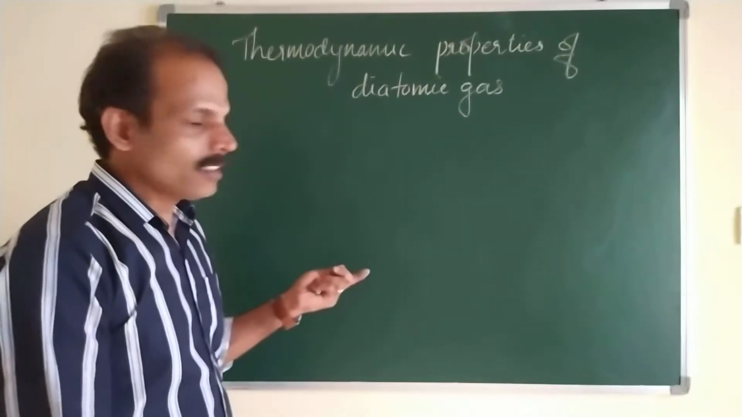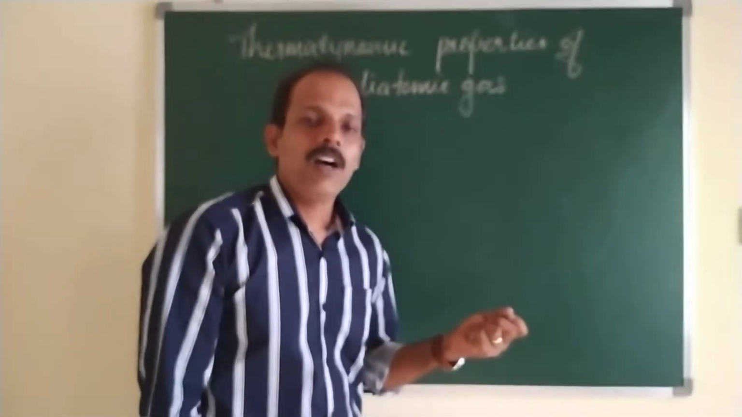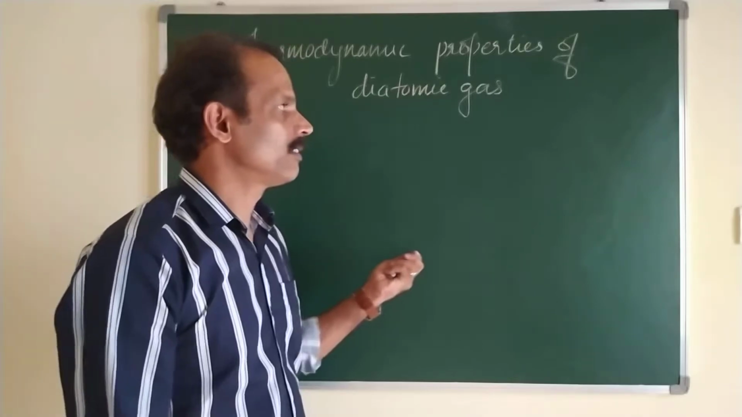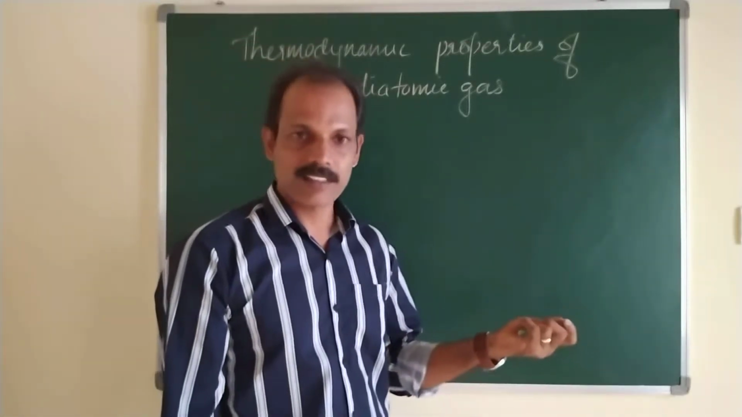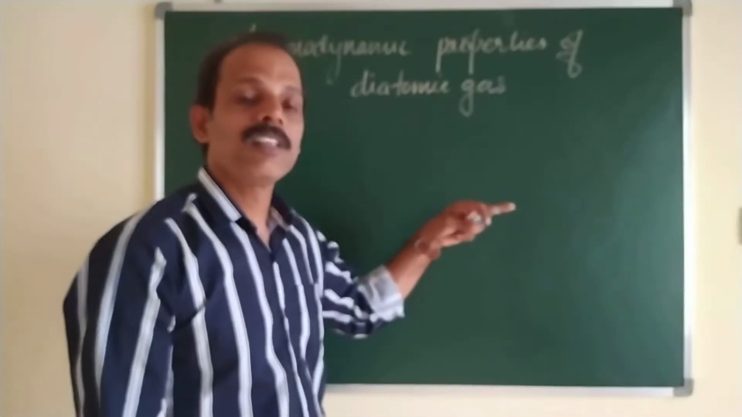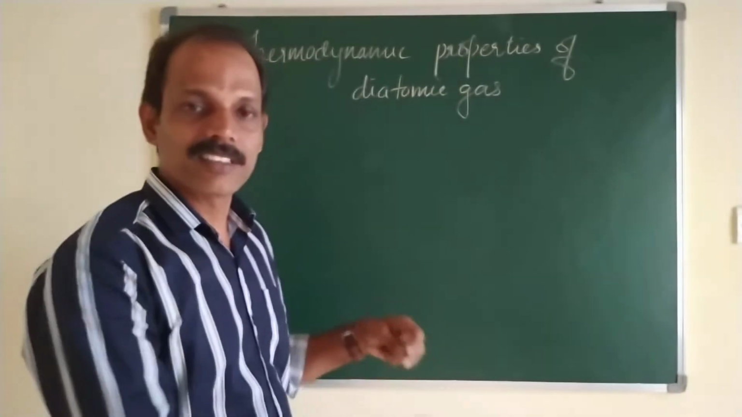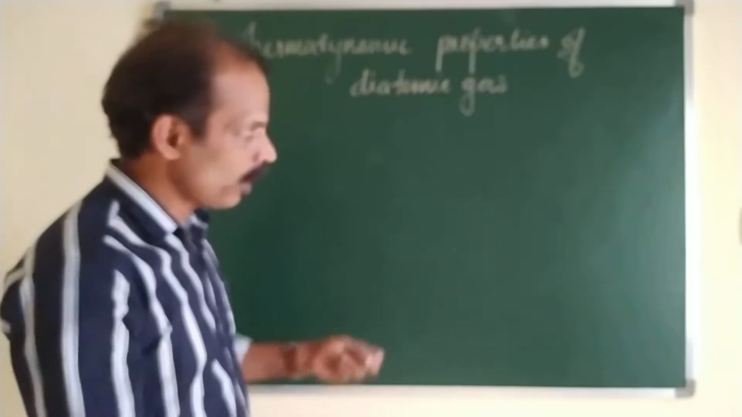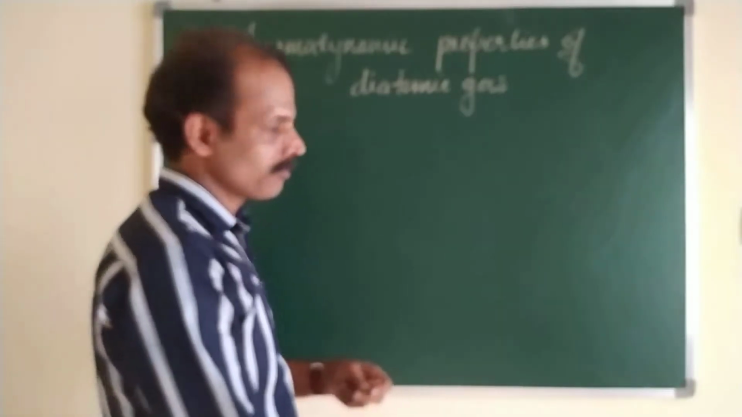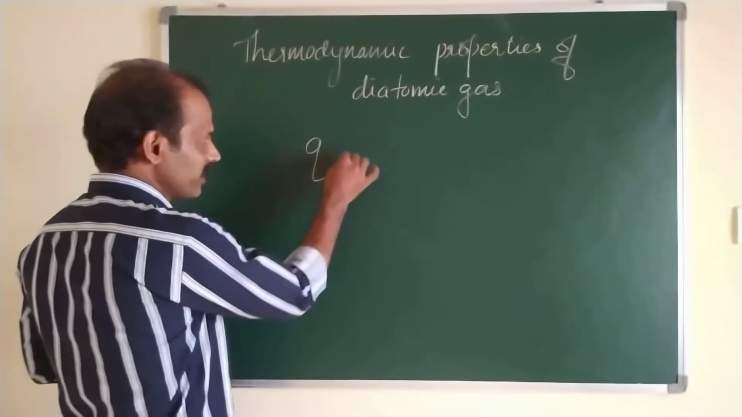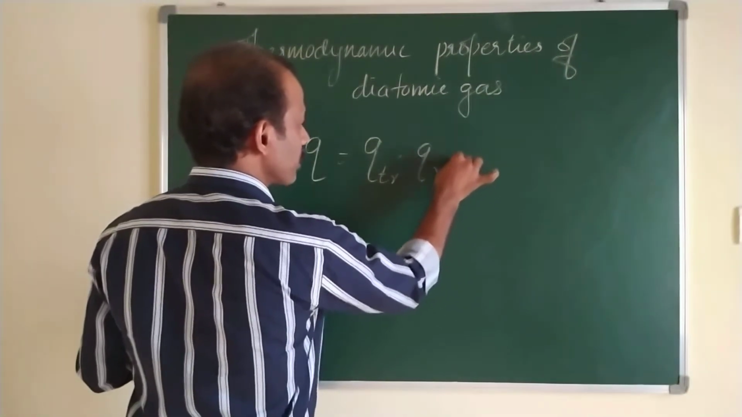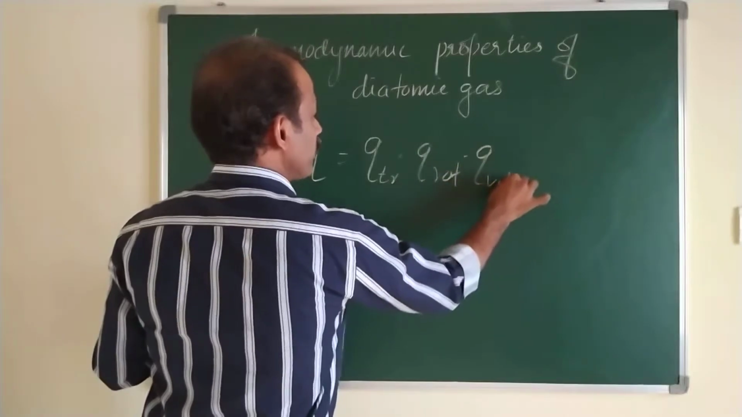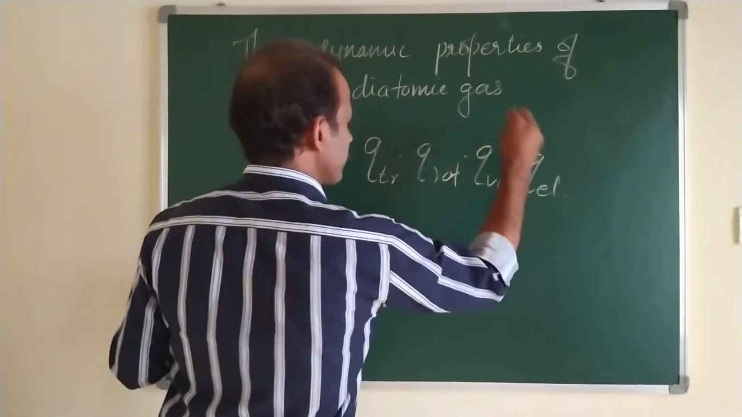For a diatomic gas, all the three motions, that is the translation, rotation and vibrational motions are there. In addition to these motions, also electronic energy contribution. So all the energy contributions are considered. That is total partition function Q is equal to Q translational times Q rotational, Q vibrational, Q electronic.